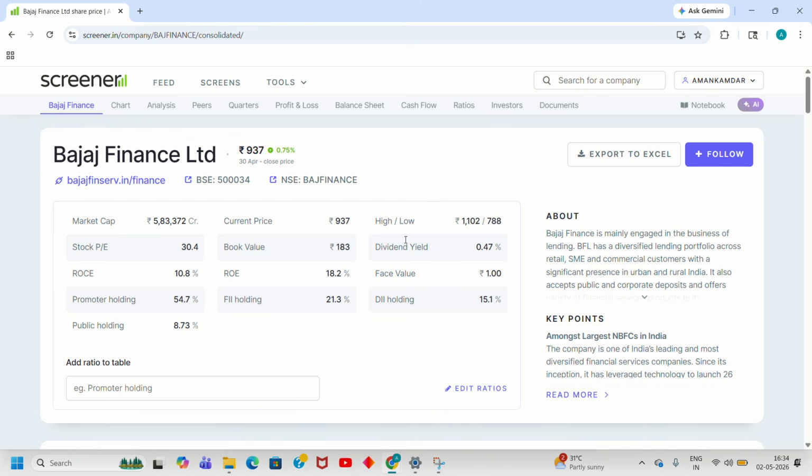And here are all the different types of metrics. This is market capitalization, current price, the book value, the return on capital employed, which basically suggests how efficiently the company is generating revenue from the capital that they have deployed. And this is return on equity, how much profit the company is generating from the money that the shareholders have invested. The higher the better in both scenarios. This is the face value, which is 1. The promoter holding is 54.7%, and foreign institutional investors hold around 21.3%. Domestic institutional investors are holding around 15.1%, and the public is holding around 8.73%. So all these are the different financial metrics.